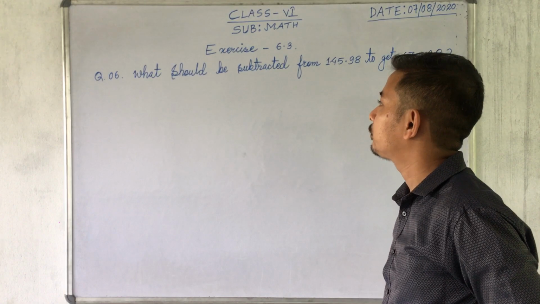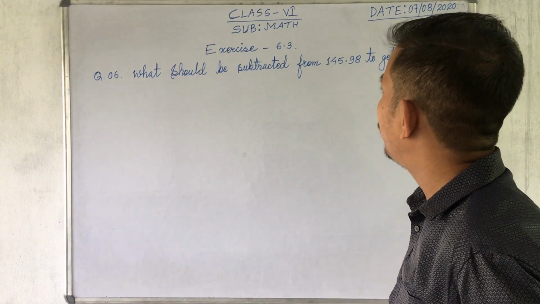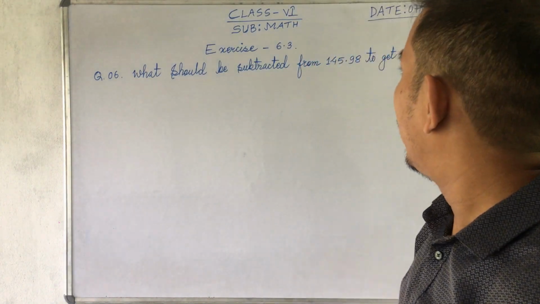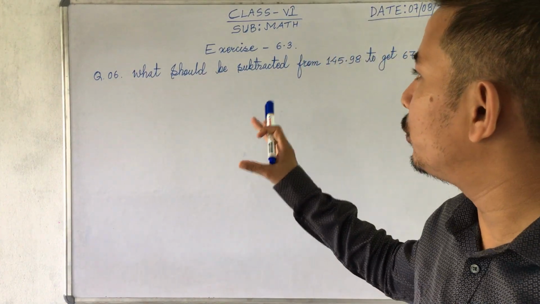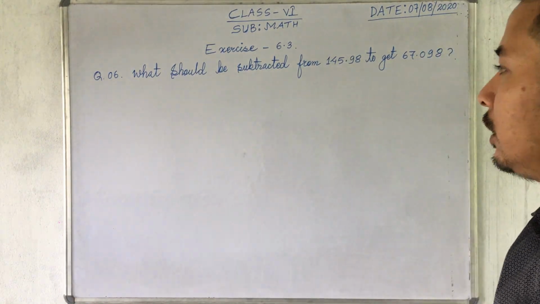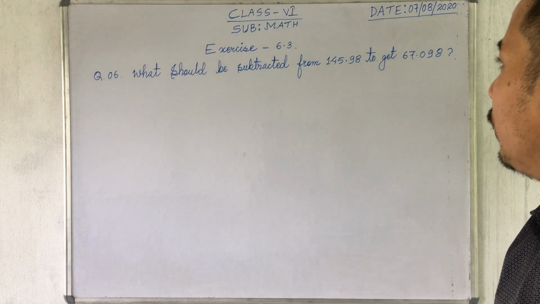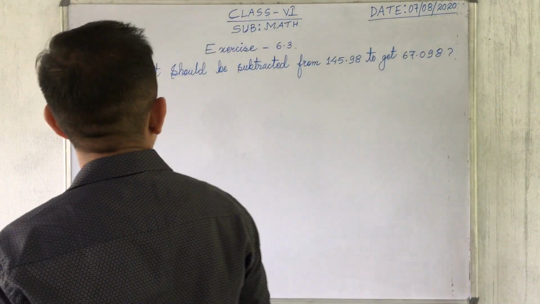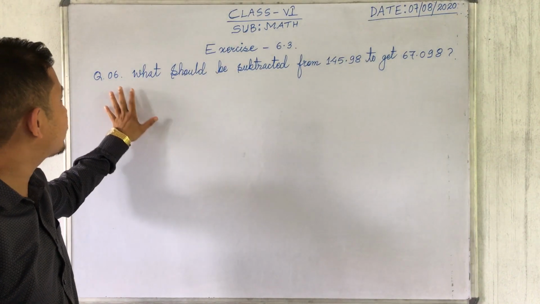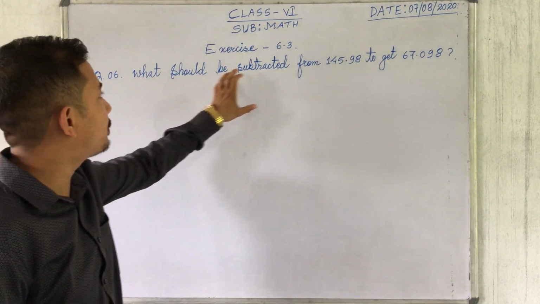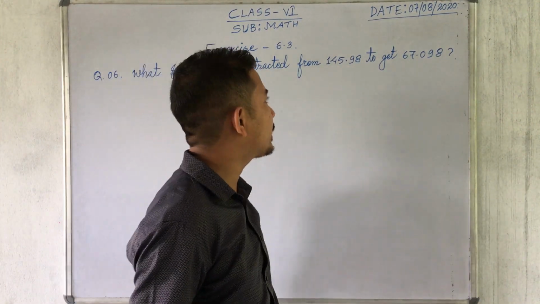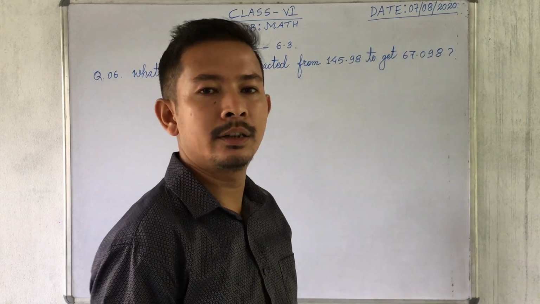So today we are going to do exercise 6.3, and from this exercise we are going to do question number 6, which is a what problem type question. Look here, the question number 6 I am doing. The question is, what should be subtracted from 145.98 to get 67.098?